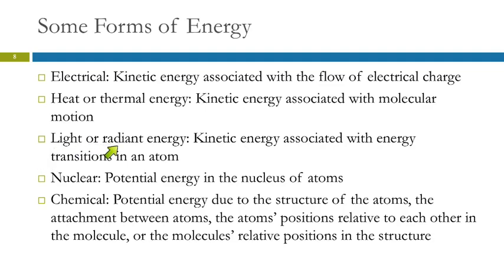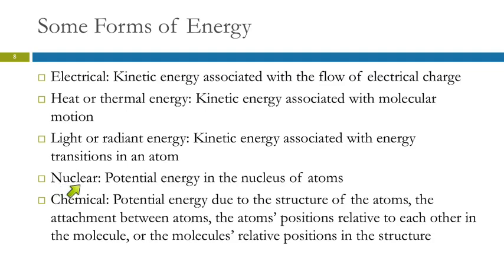Light or radiant energy: if you go out and stand in the sun, is there energy coming from that light? Yeah. You get really hot standing in the sun, right? That's a form of kinetic energy, and it has to do with energy transitions within atoms. The sun has kinetic energy due to transitions within the atoms in the sun, and those are releasing this radiant energy.